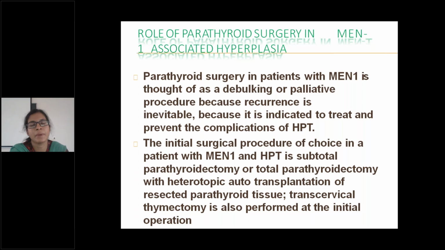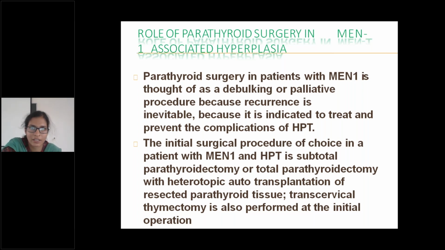In MEN 1, multiple endocrine neoplasia syndrome, parathyroid surgery is very unique. Here we only do a debulking or palliative procedure. In MEN 1, the other endocrine organs involved are pituitary and pancreas. In these 3 glands, parathyroid, pituitary and pancreas, the most commonly involved in MEN 1 syndrome is the parathyroid. 70 to 90% of these patients are involved with hyperparathyroidism. The next organ is the pancreatic neuroendocrine tumors.